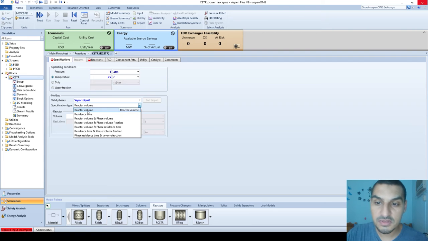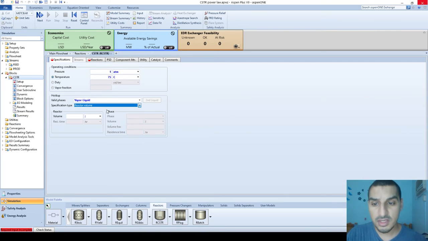Then you can specify something related to the reactor itself, either the volume or the residence time, which is the volume divided by the flow rate. You can define the reactor volume and phase volume, and in this case you have two phases, and you define how much of the reactor volume is occupied by the vapor or how much by the liquid, or you can define it as volume fraction instead of just volume. You can define the phase residence time. All these options will be valid in case of having more than one phase. But in my case, I'm gonna be working with one phase, and I know the volume is 140 liters. So this is already specified.